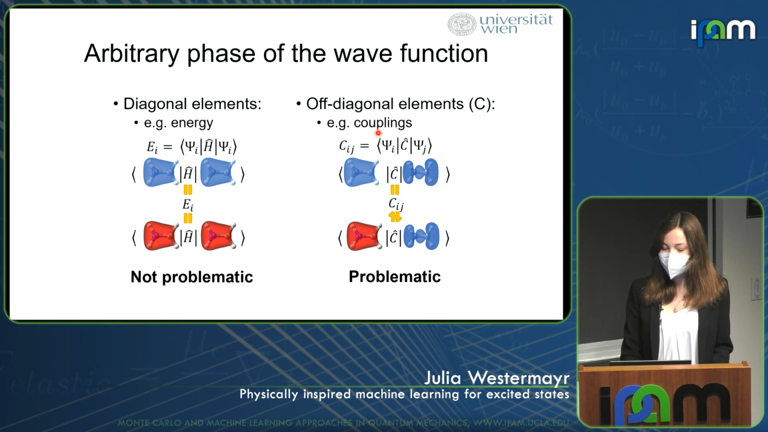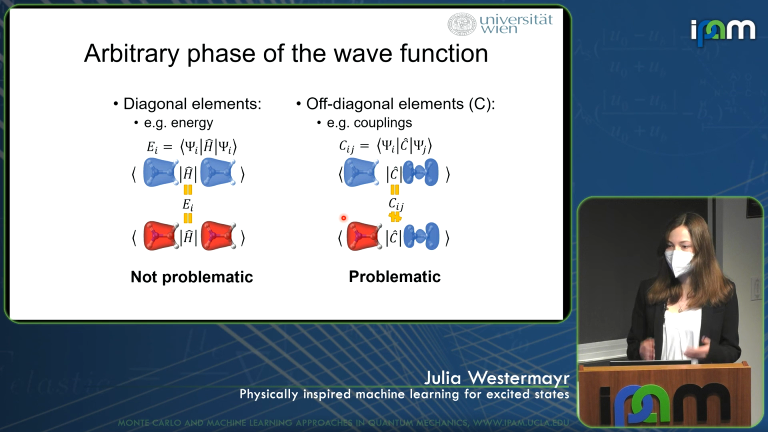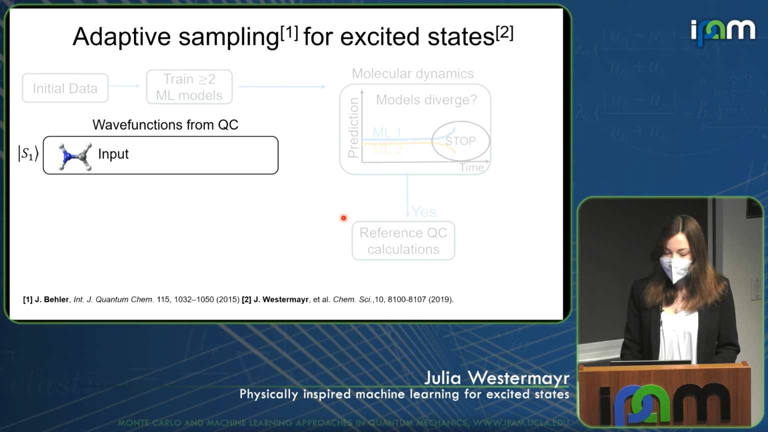But if we look at coupling values between 2 states, the wave function of 2 different states enters, and we cannot guarantee that the colors are always the same, which means that once we could have a positive coupling value and once a negative. And if we have the same calculation and give it to machine learning, then it doesn't know what to do.